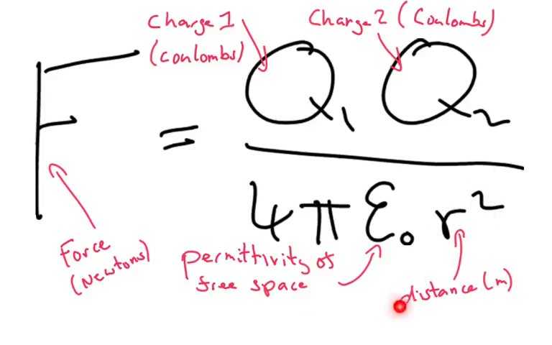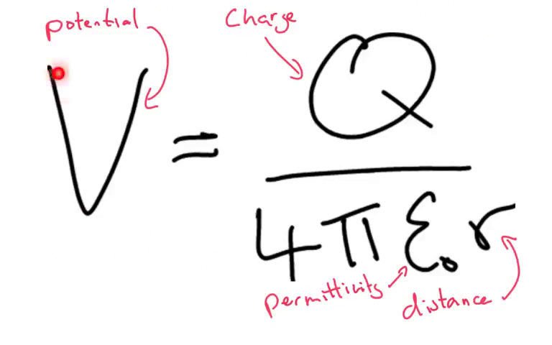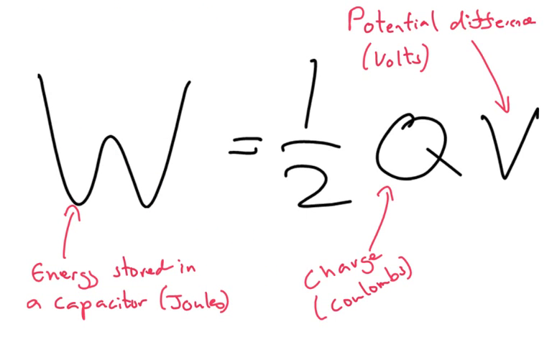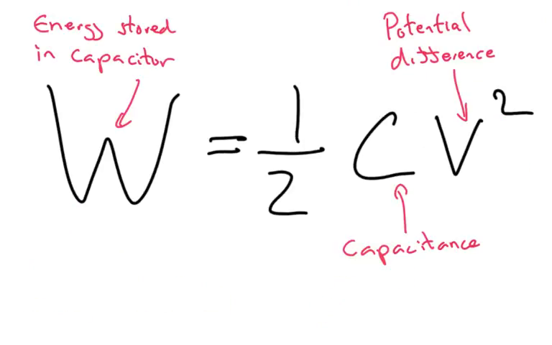Potential is equal to the charge divided by 4 pi epsilon naught, which is the permittivity of free space, times a distance r. Capacitance measured in farads is equal to the charge in coulombs divided by potential difference measured in volts. W, the energy stored in a capacitor measured in joules, is equal to a half times the charge measured in coulombs times the potential difference measured in volts. The energy stored in a capacitor is equal to a half times the capacitance times potential difference squared.